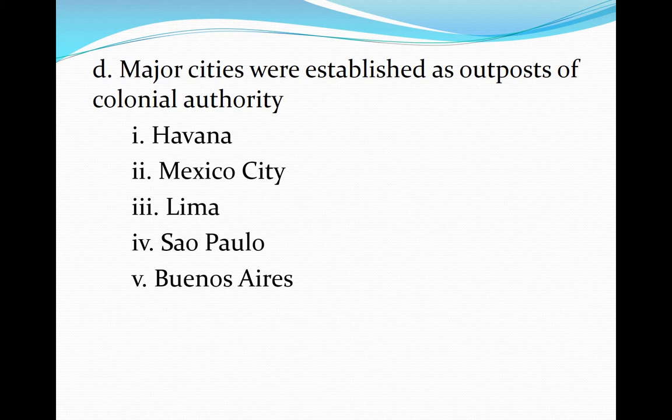So with all of this commerce and the expansion of markets and things as well, right, we're going to now have some major outposts that are established in Latin America as these major hubs of colonial authority. And you're going to have Havana, Cuba, Mexico City in Mexico. You're going to have Lima in Peru, Sao Paulo in Brazil, and Buenos Aires down in Argentina. These are going to be places that are going to act as hubs and hotspots for activity, economic activity and social activity, all over Latin America.